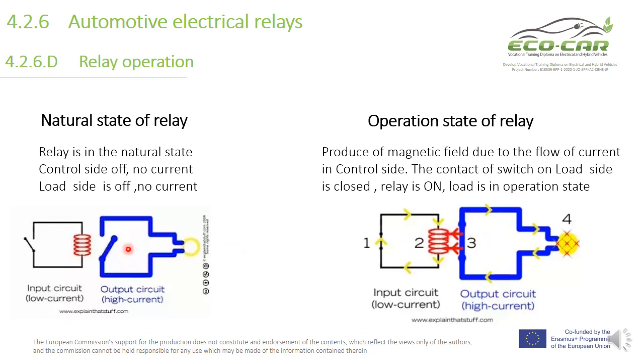This switch here was open, and now the switch is closed. So now the contact is closed, so there is a current inside the load to control the lamp or load here. So the relay is now on and the load is in operation state. So here is a low current on the control side, and we have high current in the load side.